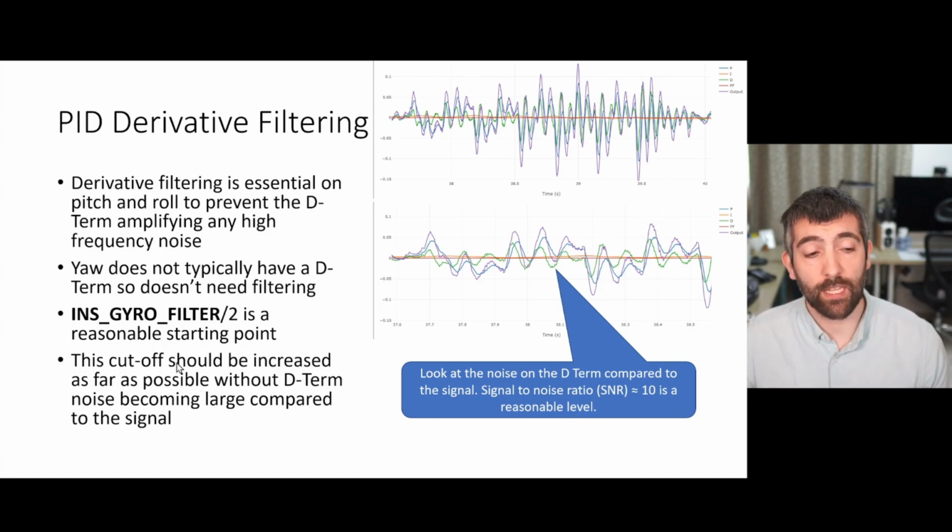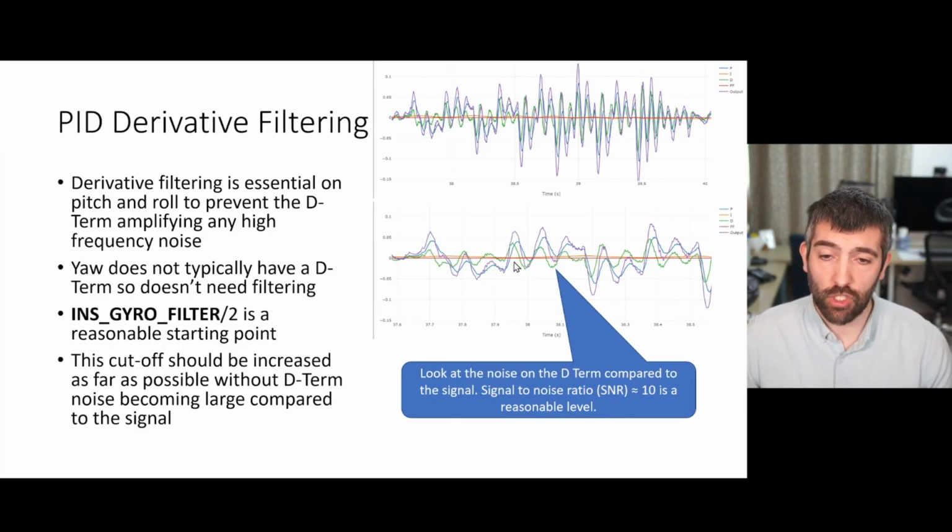And the cutoff value of the D-term filter should be increased as far as possible without D-term noise being large compared to the signal. And the way you're going to judge this is by looking at a log, looking at the time series data of a log, and looking at the high frequency noise on the D-term compared to the size of the D-term signal itself.